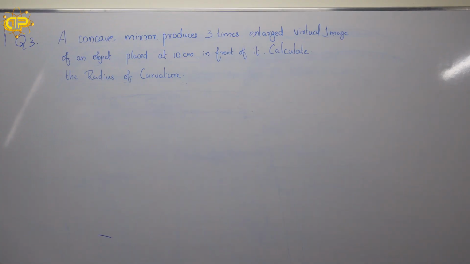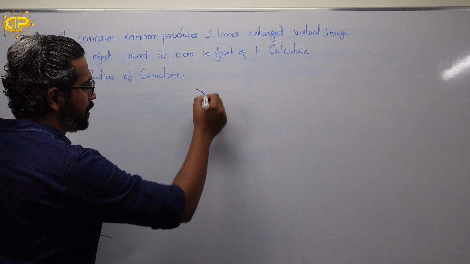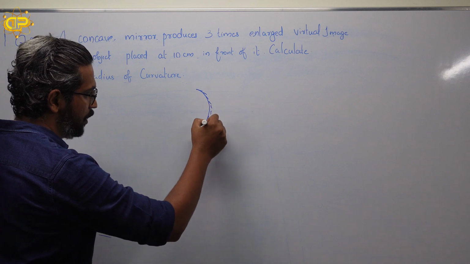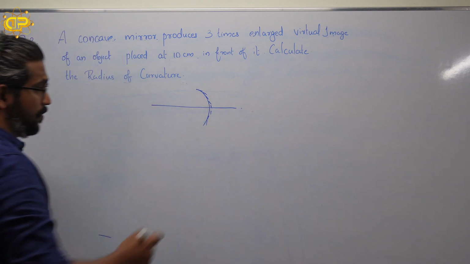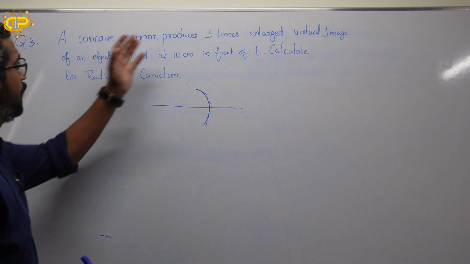Now see the question on the board. So what is given here? A concave mirror is given. So it is a converging mirror. You all know that, right? And what are the values given there? What all values are given?